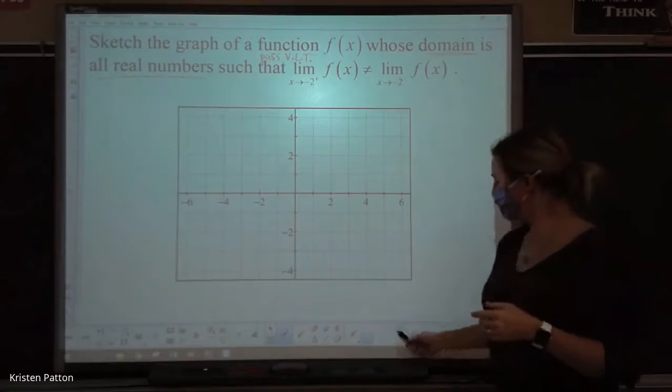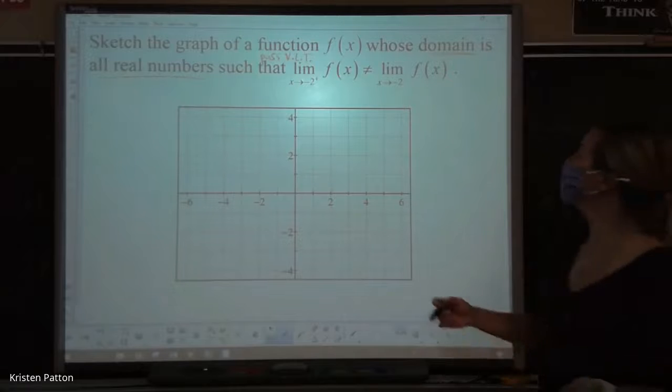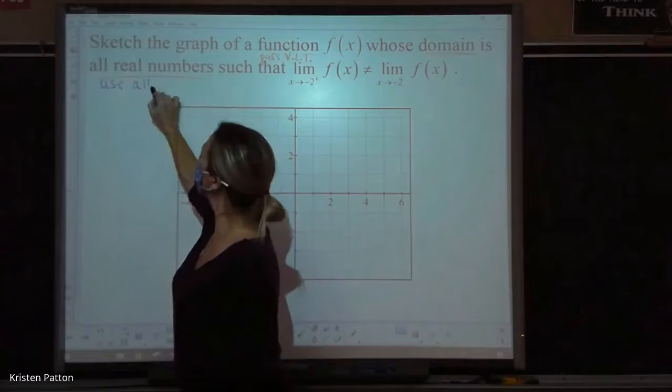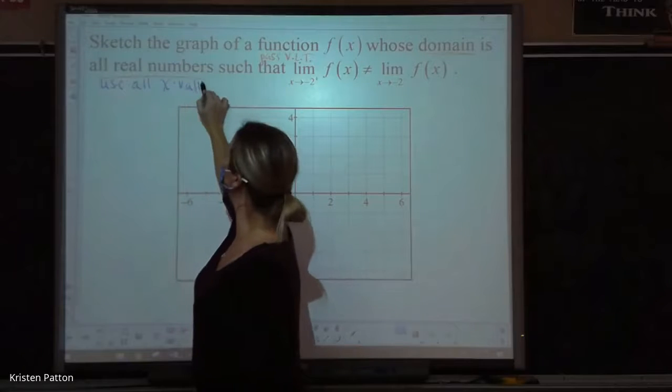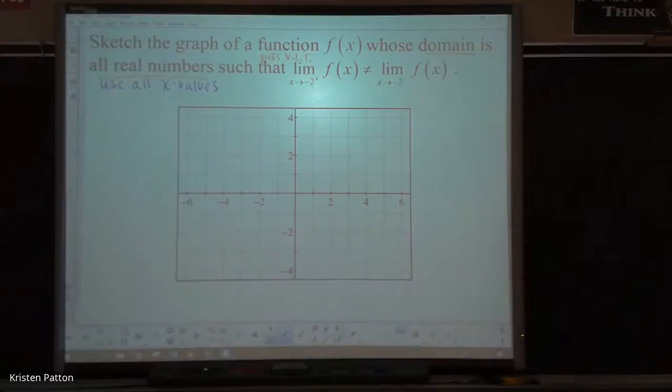Whose domain is all real numbers. First of all, what is domain? It's all the x values, right? The domain says which x values are you going to use. So if they're saying the domain is all real numbers, they're telling us to use all of them. Use all of the x values. So there should be no vertical asymptotes. There should be no gaps in the graph horizontally. We want to use all of them.